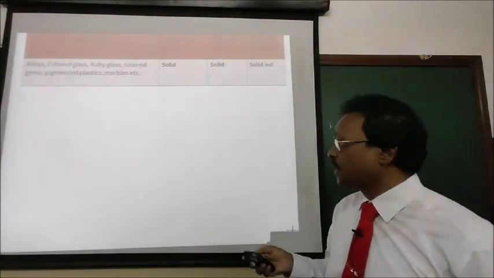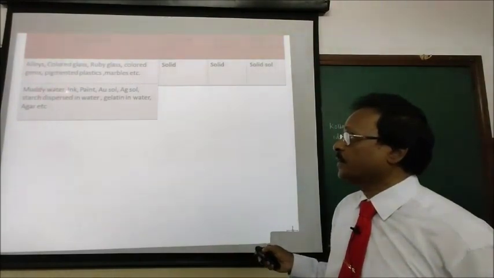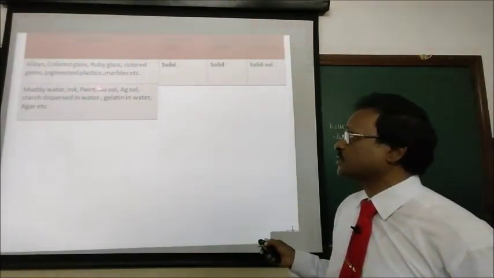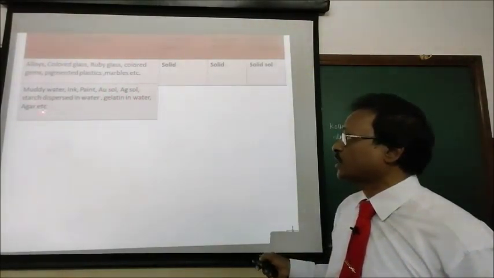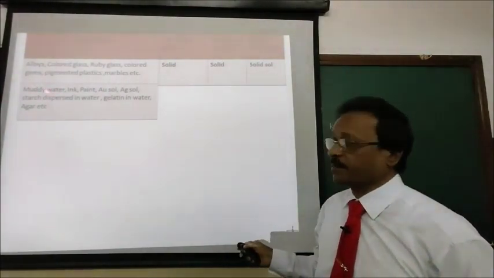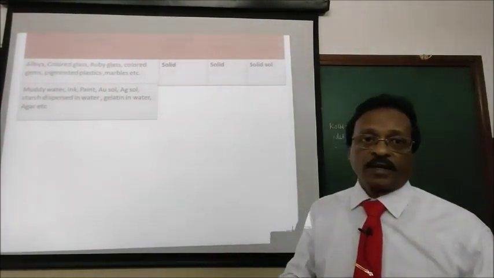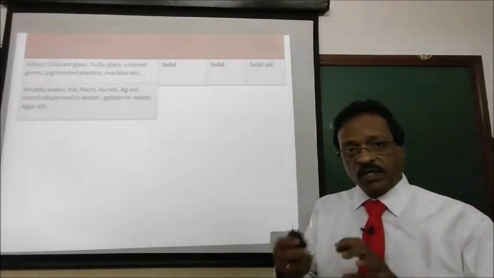Some more examples: I have taken muddy water, ink, paint. Some metal sols like gold sol, silver sol, starch dispersed in water, gelatin in water, agar. So many examples I give. I will take the first example, muddy water. When the rain is coming and water is flowing, it is muddy water. Can you say what is the dispersed phase in muddy water and what is the dispersion medium?